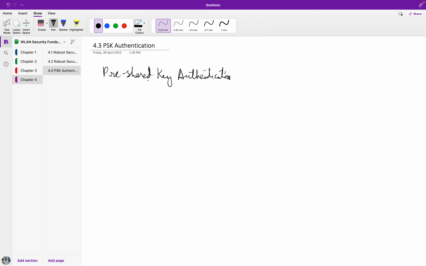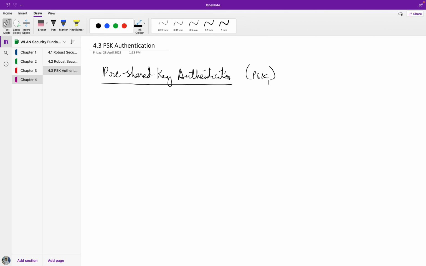I'm sure you've all used pre-shared key authentication, also known as PSK authentication. When you go home and connect to the Wi-Fi, you need to enter a password, right? That's what you're doing. You're entering a pre-shared key to connect to the Wi-Fi. We've all been using it, but let's see what it is all about.